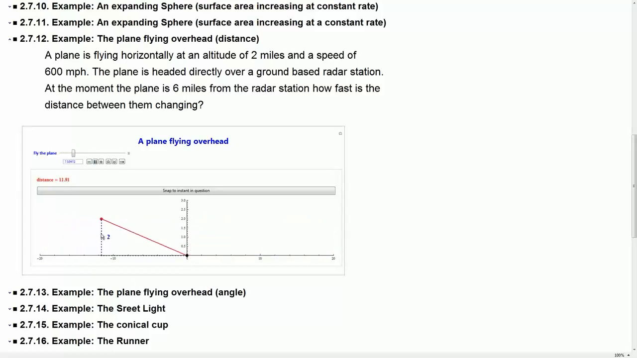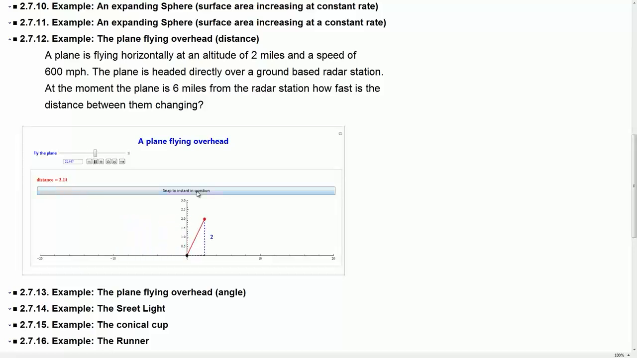It always has 2 miles. It's always 2 miles off the ground. The red hypotenuse of this triangle is the distance between the radar station and the plane. What we want to know is right at this instant, when the plane is 6 miles from the radar station, that would be, well, right about somewhere in here.